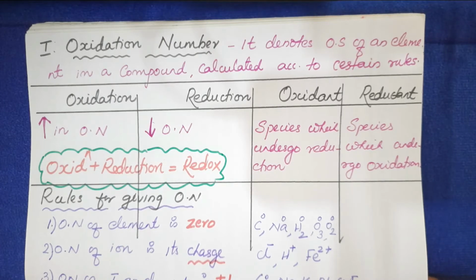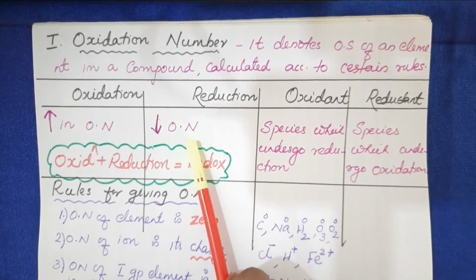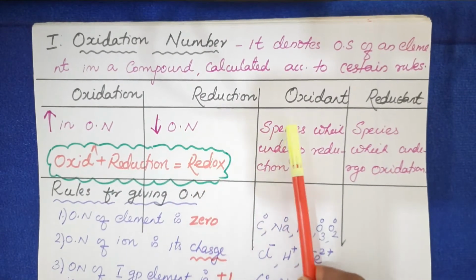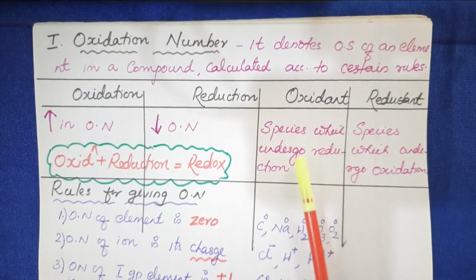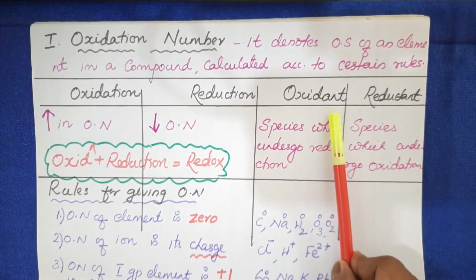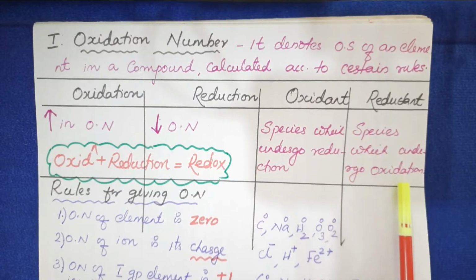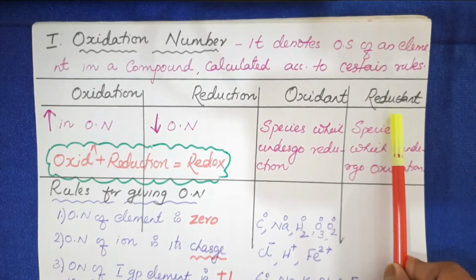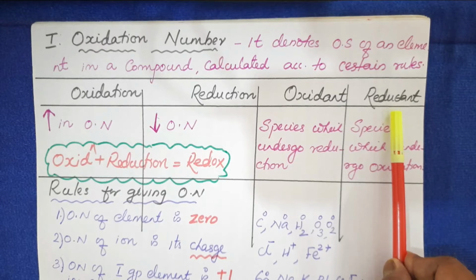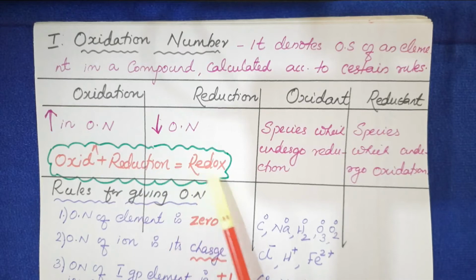Now what is the difference between oxidation and reduction? Increase in oxidation number is called oxidation, while decrease in oxidation number is called reduction. Then what is oxidant? The species which undergo reduction is called oxidant or oxidizing agent. Then what is reductant? The species which undergo oxidation is called reductant or reducing agent. And it is very clear that oxidation plus reduction is equal to redox reaction.